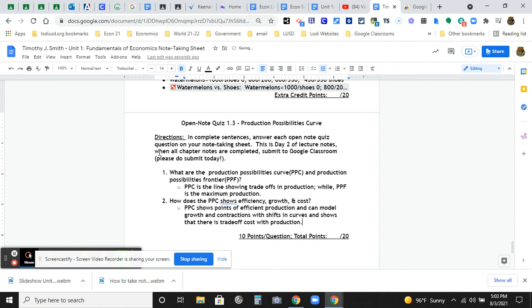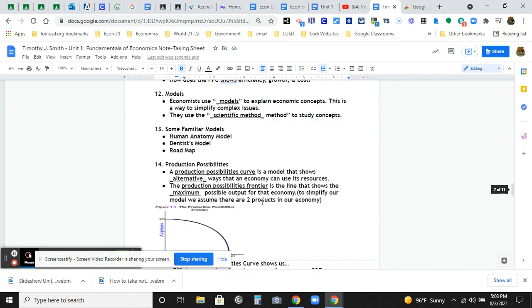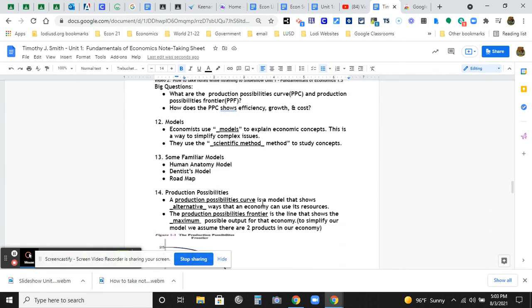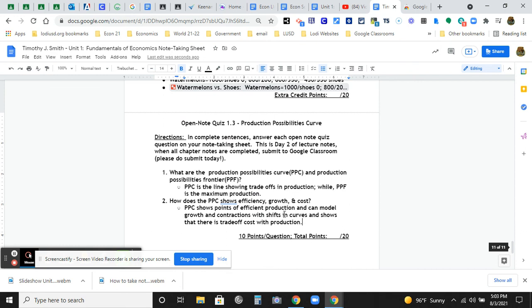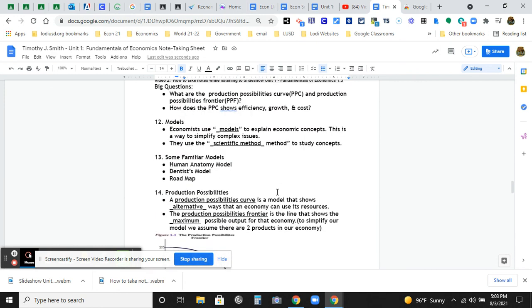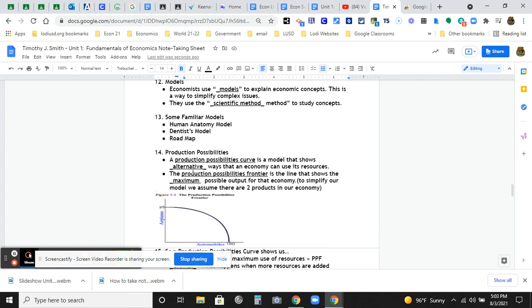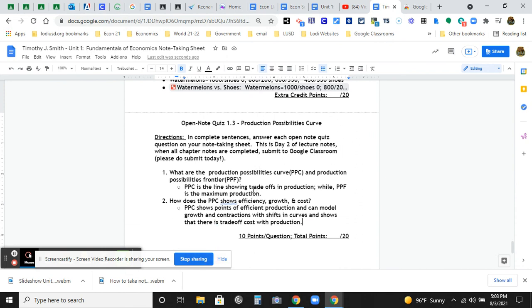All right, now I'm going to check my notes to see if I was somewhere close. And if it's close enough, I'm going to go with it because I don't need it to be super complicated. Alternative ways that an economy can use its resources. That sounds like trade-offs to me. Trade-offs in production. Yep, that's good enough. PPF is a line that shows maximum possible output. Maximum production. Yeah, that's the same thing.